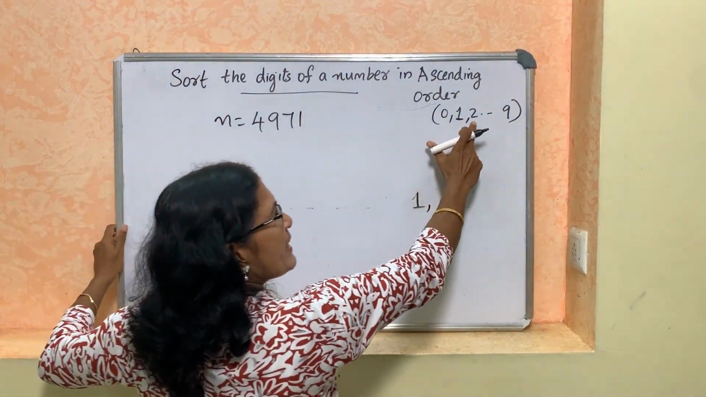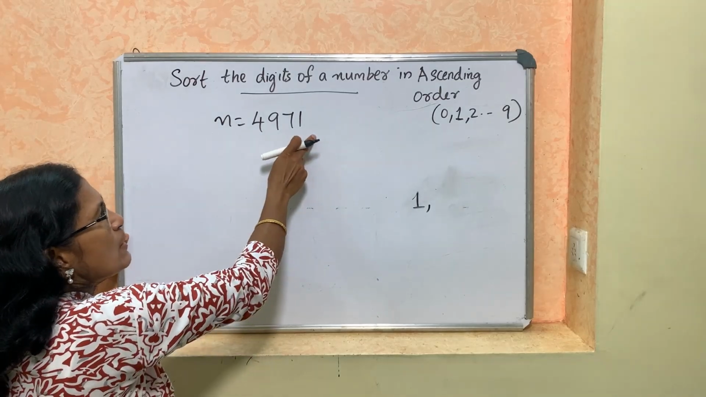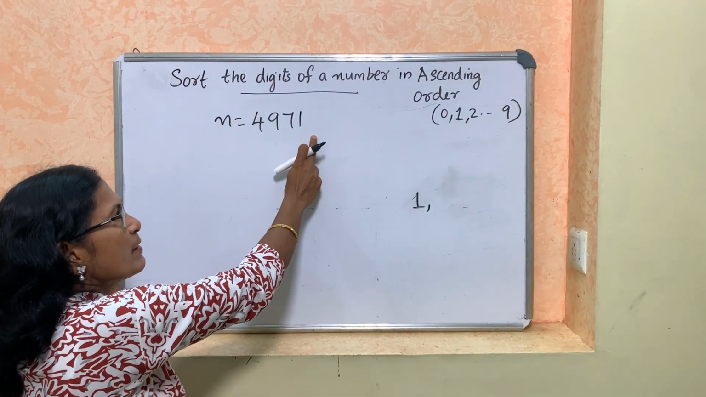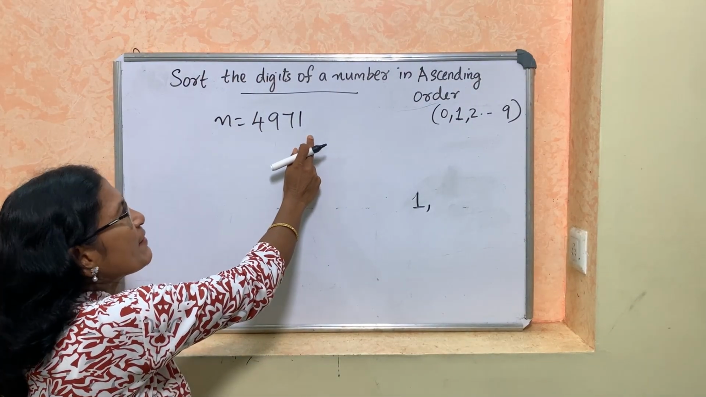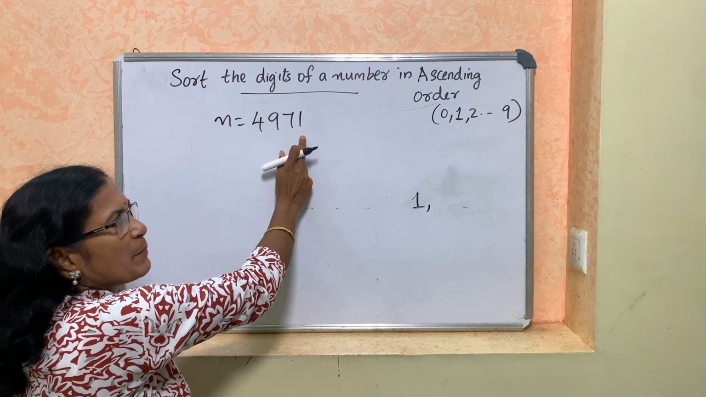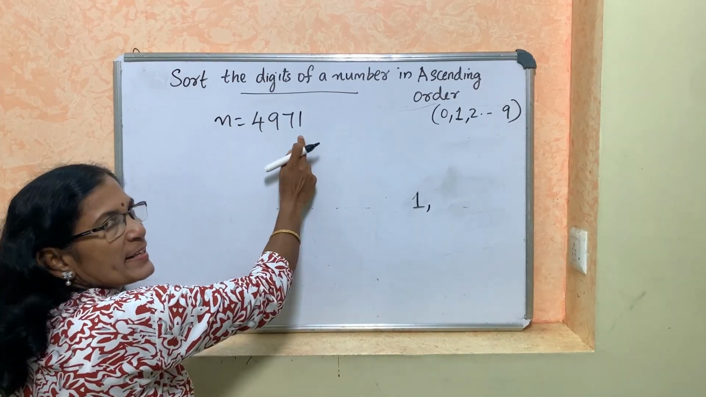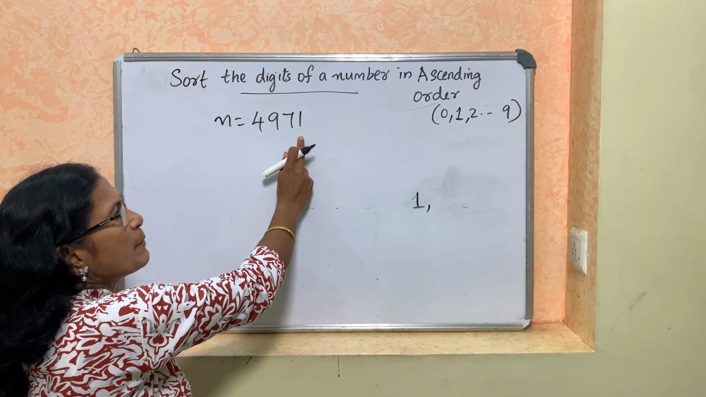Now let's take the next digit of the decimal number system, that is 2. Let's look for 2 in the given number. Is there any 2 in the given number? No. So we couldn't find the occurrence of 2 in the given number. Now let's look for 3. We cannot find the digit 3 in the given number.